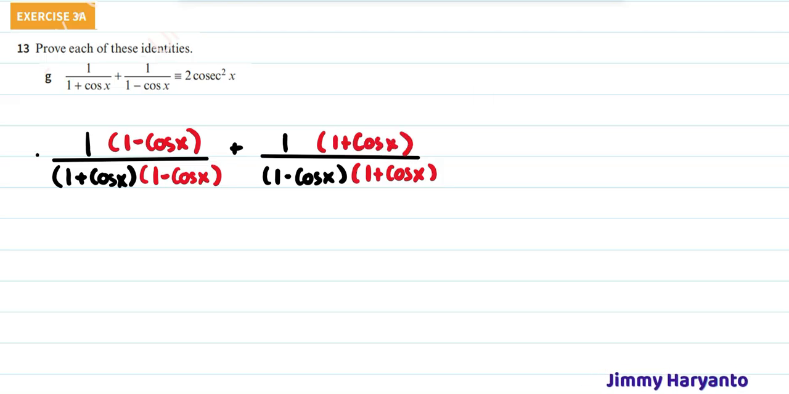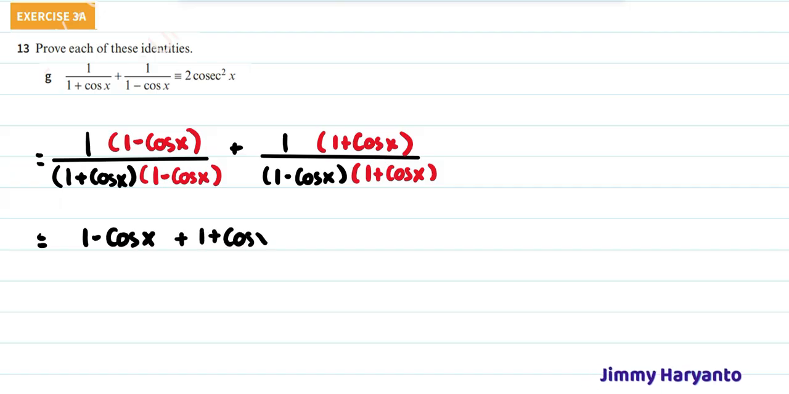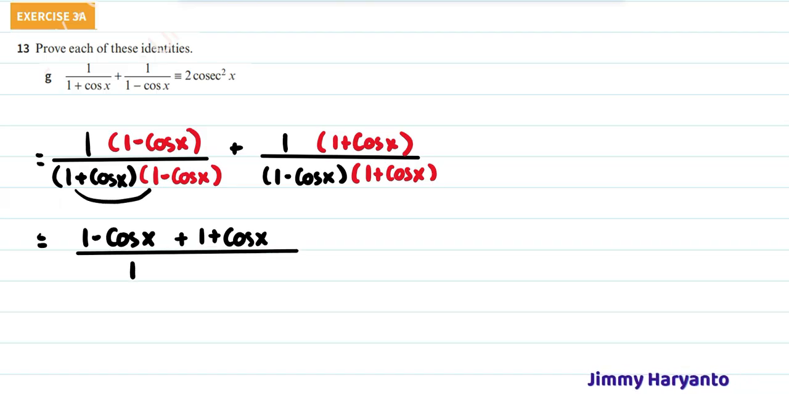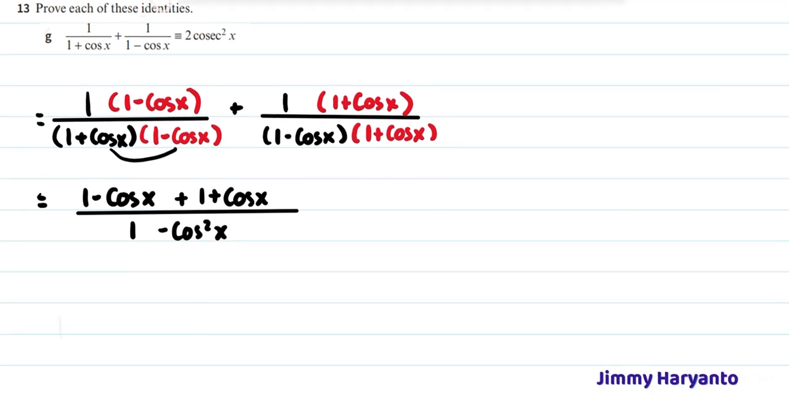And then what we have to do next is to simplify, so this one is 1 minus cos x, and then combine the fractions plus cos x like this. For the bottom part, I will multiply it like 1, and then minus cos x, and then plus cos x, it will become 0, and then the last one is minus cos square x.